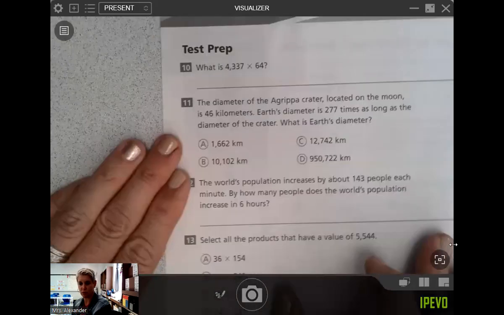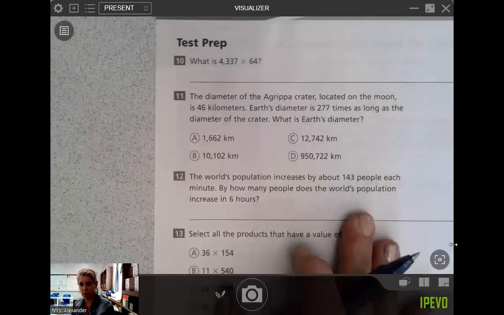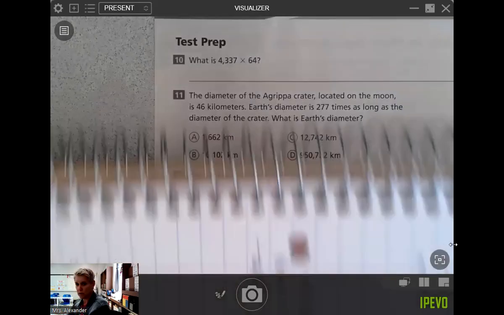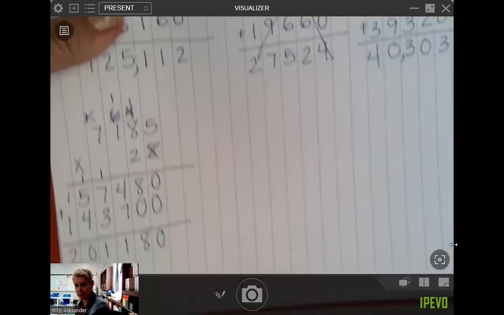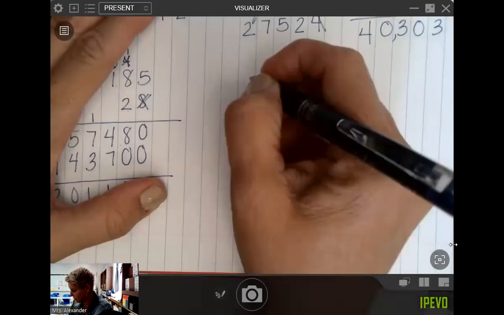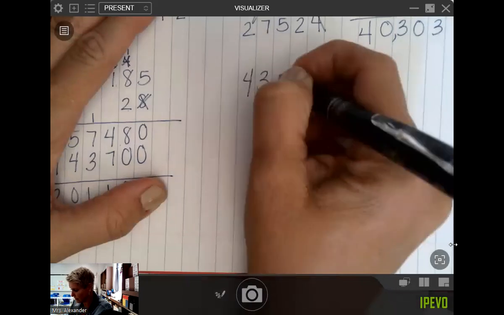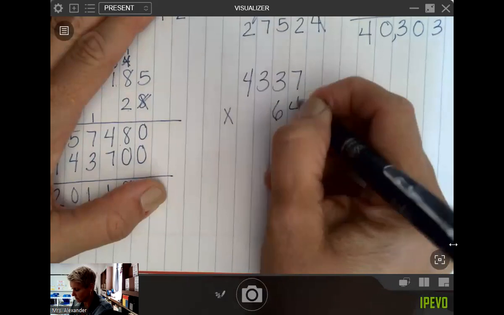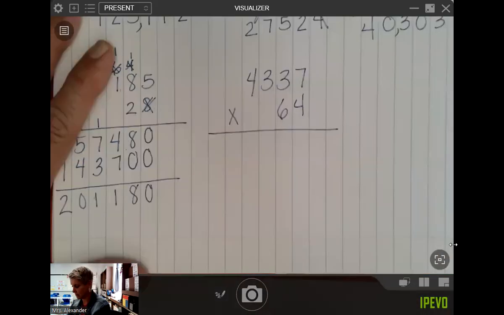All right. Here's our test prep. See if you could be ready for the test on this information. What is 4,337 times 64? You will be able to use an extra piece of scratch paper if this helps you. So let's see, 4,337 times 64. Let's see what happens.